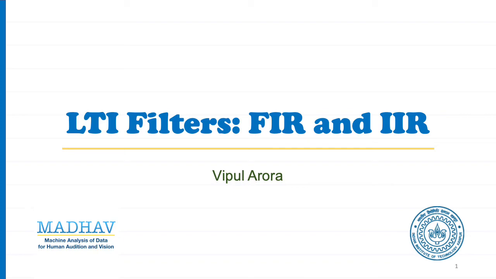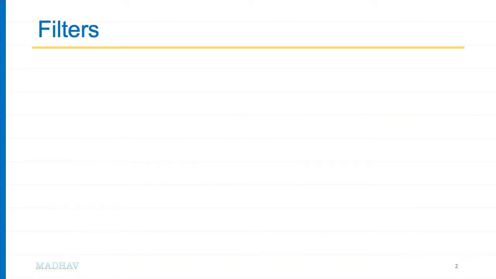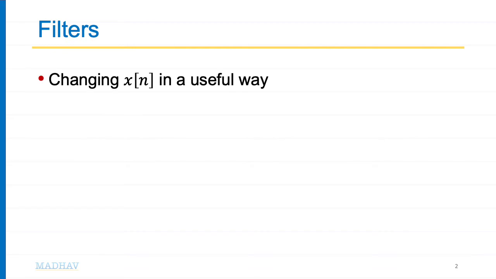Hi, so in this video we are going to discuss LTI filters, and we'll look at two kinds of filters: finite impulse response and infinite impulse response filters. So what are filters? Basically they are used for changing my input signal x of n in a useful way. We have seen amplifier is a filter, noise filter is a filter, etc.